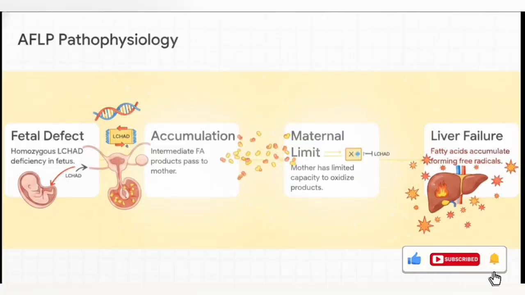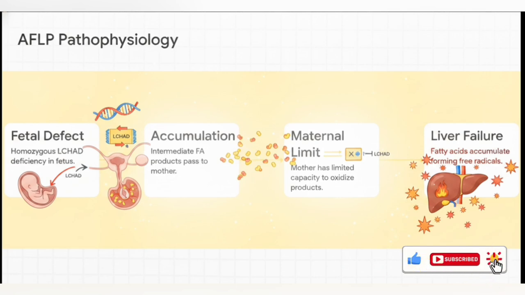Let's break down the pathophysiology step by step. It is all about an enzyme called LCHAD, long-chain 3-hydroxy-acyl-CoA dehydrogenase. Step 1. The fetus has a homozygous deficiency of this enzyme, causing a total defect in long-chain fatty acid oxidation. Step 2. Because the fetus can't break them down, intermediate products of fatty acid metabolism accumulate in the fetal circulation and cross the placenta right into the mother's circulation.